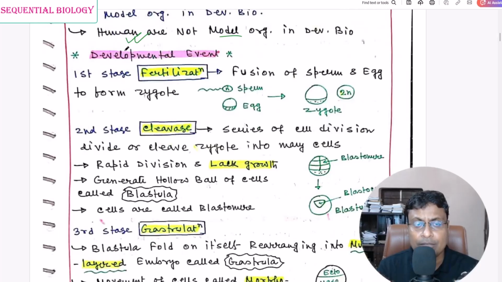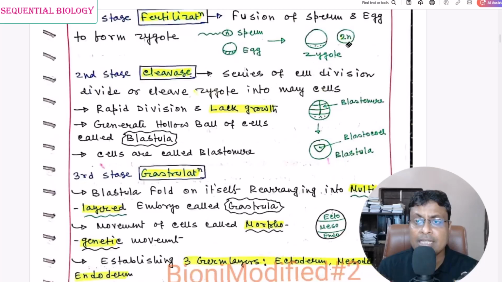Now we will see a few important developmental events. The first stage is fertilization. When we start our journey, the first stage of our journey is fertilization, in which the sperm and egg unite to form a diploid zygote. The fusion of the sperm and egg to form the zygote is known as fertilization. And just after fertilization, this zygote undergoes mitotic division, and with the help of this mitotic division, the zygote will produce many cells which are known as blastomeres.